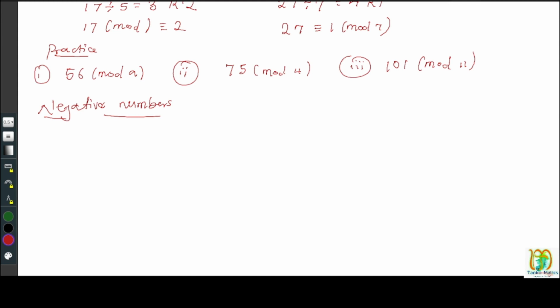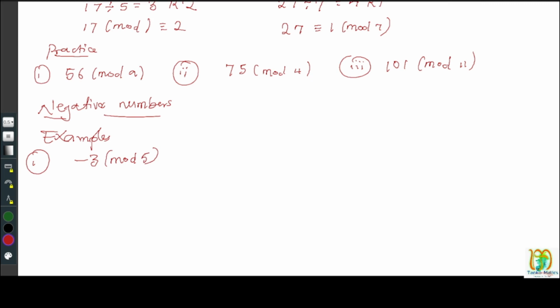Let's apply two steps to it. First, you have to convert the negative number to give the positive equivalent of that number. Remember, you are working within the range of your modulus. Then you proceed with the same steps as for a positive number. Let's take some examples. Number one, say we are given -3 mod 5.